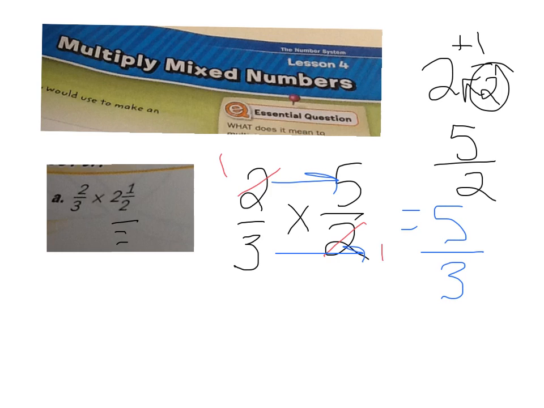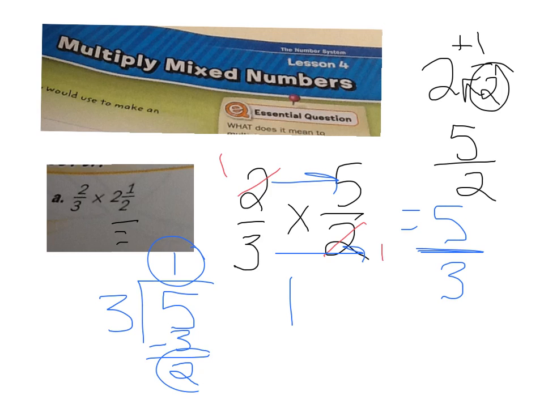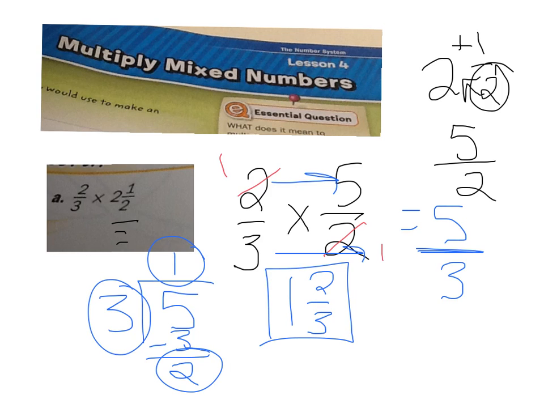Now, I am not done yet because notice it is an improper fraction and I need to turn it back into a mixed number. So to do this, the top number of 5 always goes on the inside and my 3 will always go on the outside. 3 can go into 5 one time. 1 times 3 is 3, so I'm subtracting 3. 5 minus 3 is 2. So my answer is 1 2/3. And then I am done.